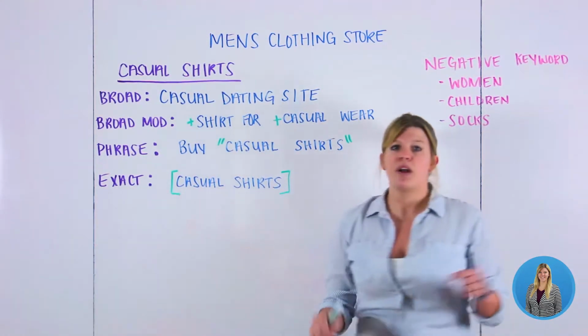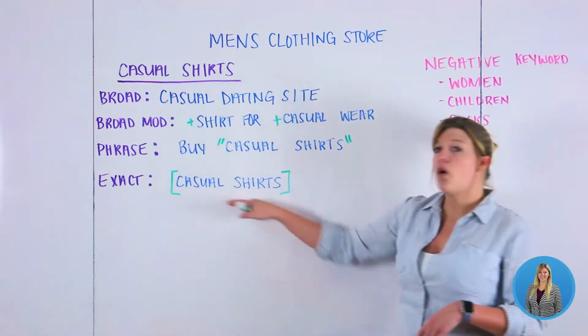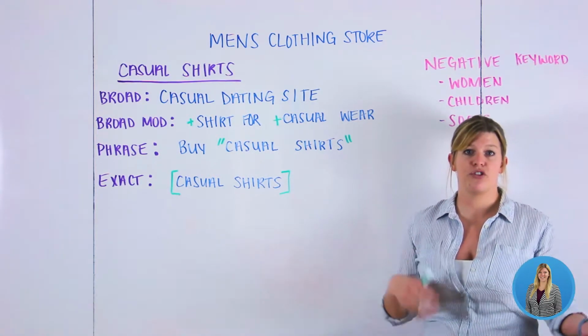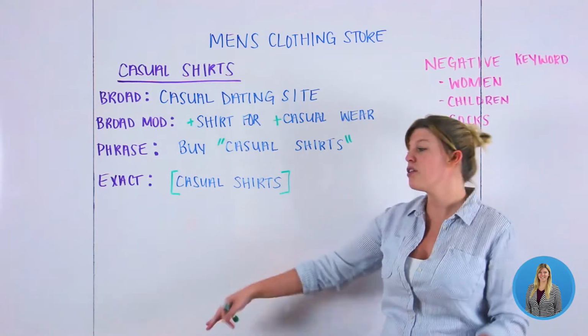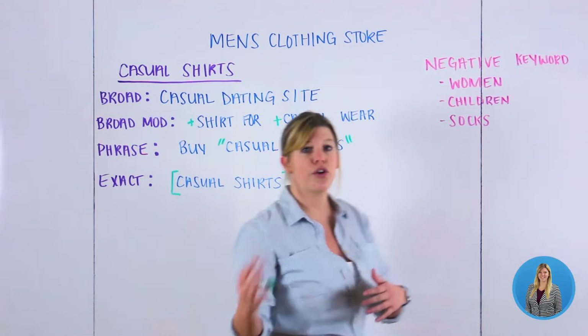Exact match is our last one. It is defined by these brackets. And that means that that is the only thing that can show up in a customer's search. There can't be anything before or after. It just has to be casual shirts. So you have to weigh which one makes the most sense for you.